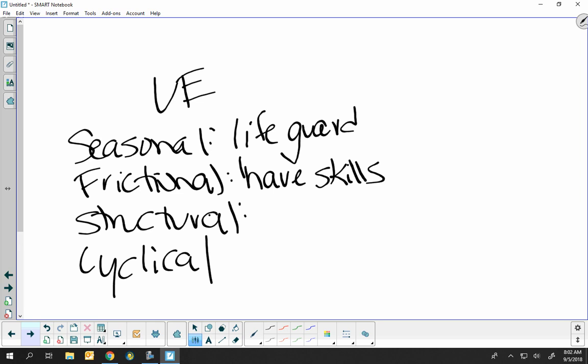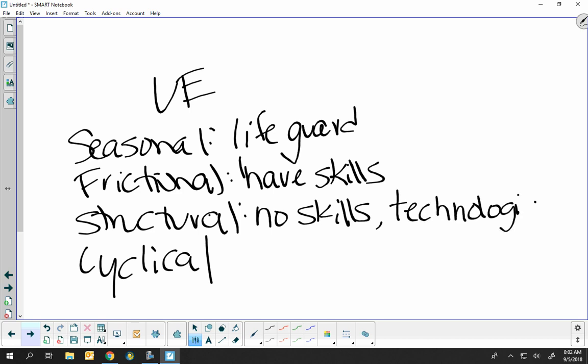Structurally unemployed means they do not have the skills, either because they're untrained, or maybe because of a technological advancement. So let's say you used to work in a factory, like the factory workers who live in the Rust Belt in the middle of the United States. They no longer do, because their job's been outsourced to China or whatever, and they do not have a job.